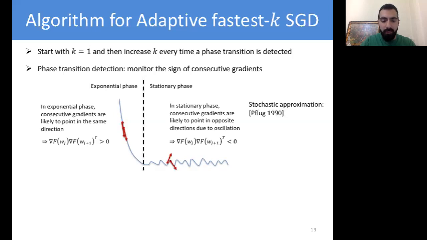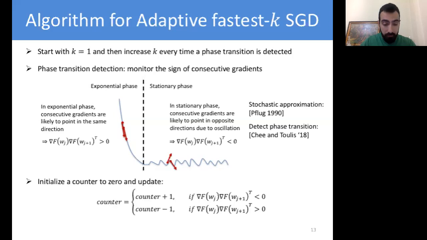This idea was proposed by Pflug in 1990 as a general stochastic approximation technique, and then was used by Chee and Toulis in 2018 to detect a phase transition. Detecting phase transition serves many purposes, such as terminating the SGD algorithm or using different techniques to improve the error. In our work, we use this idea to devise an adaptive fastest k-SGD algorithm.